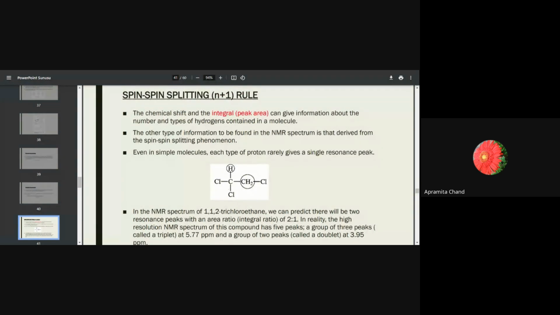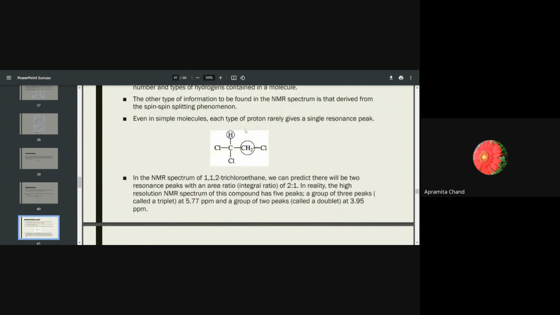For example, one proton can be split by the neighboring proton, and depending on the number of hydrogens on the neighboring carbon, suppose that number is n, then I will get n plus 1 peaks. Now consider this particular hydrogen, the one attached to the carbon containing two chlorines. What is the number of hydrogens attached to the neighboring carbon? Two. So the signal for this hydrogen will split into 3. I will get a triplet for this hydrogen, and this is denoted as a one hydrogen triplet.